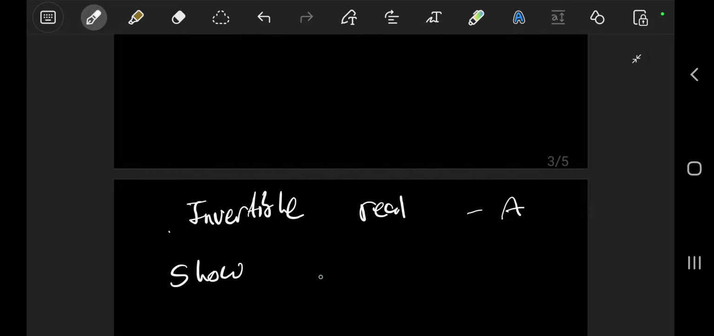Now we need to show that a matrix that we build, A transpose plus A transpose A, is also invertible.